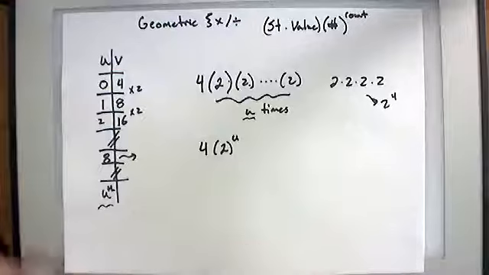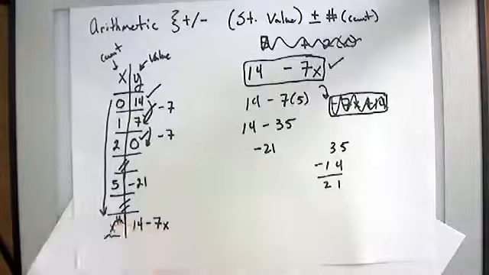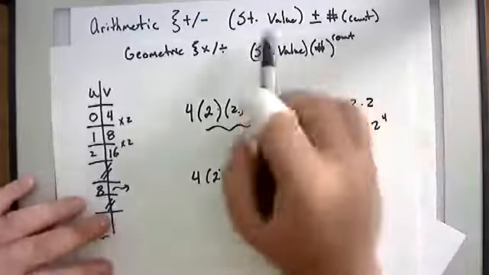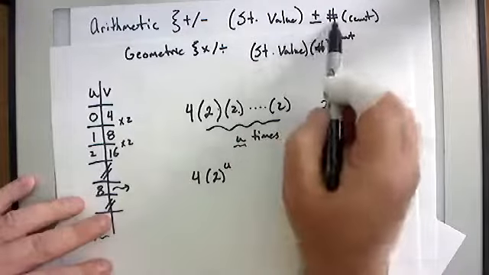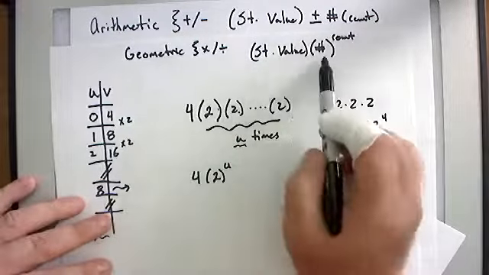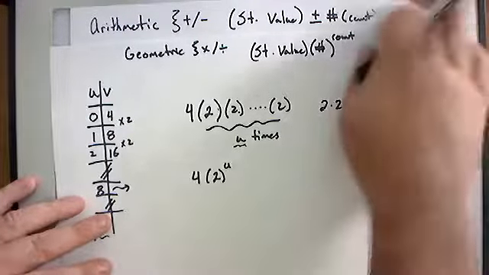That's the big difference with geometric from arithmetic, okay? Remember, back to the stuff we did at the beginning. The arithmetic is different, remember, right? Arithmetic is the starting value, then you add or subtract your number times the count. Geometric is the starting value times the number to the count. It's a little bit different, so make sure you see that.